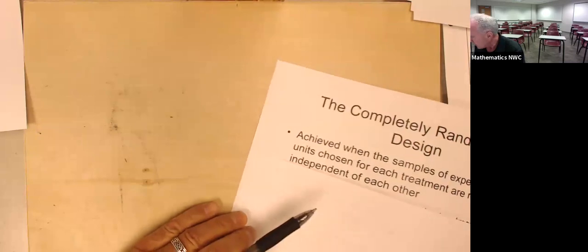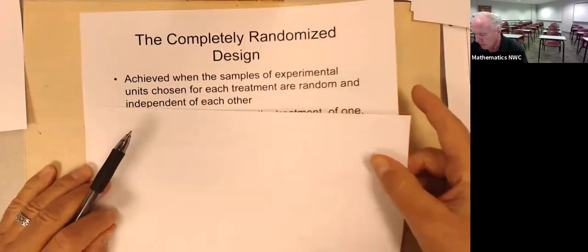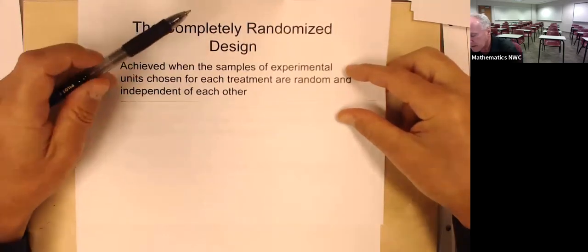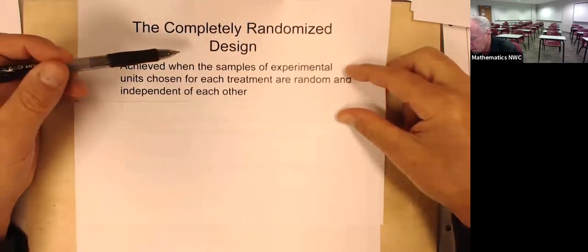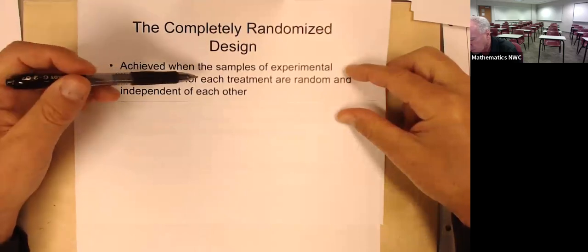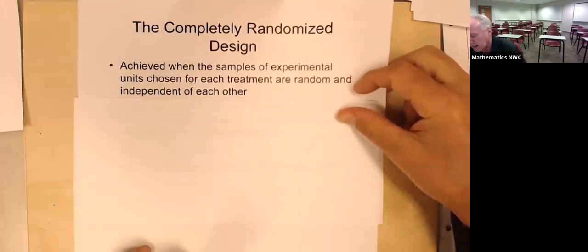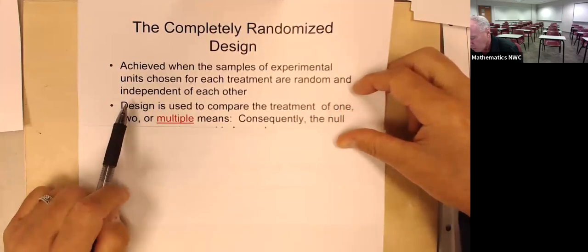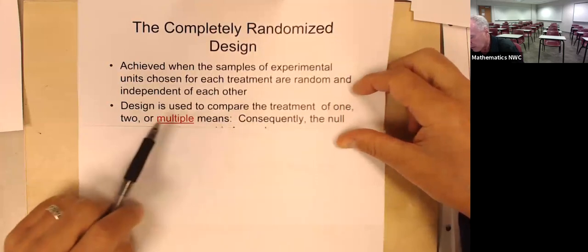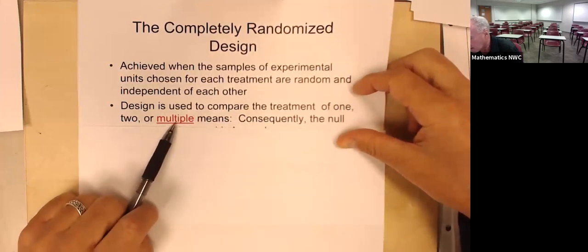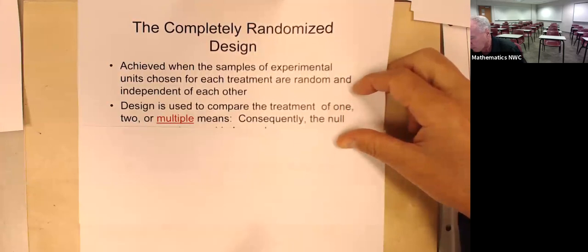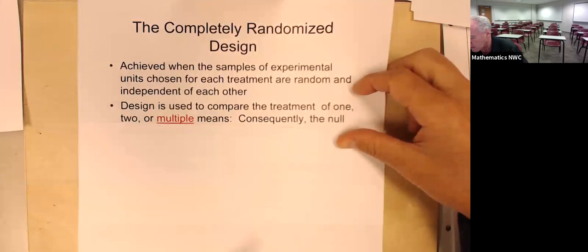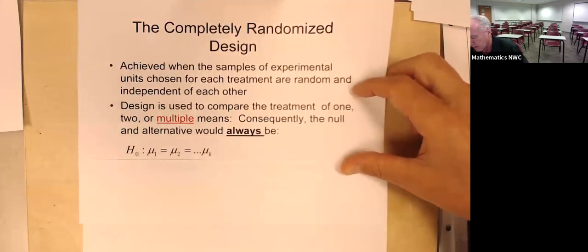I'm going to start now looking at a type of hypothesis test here for this completely randomized design. It's achieved when the samples of experimental units chosen for each treatment are random and independent of each other. The design is used to compare treatment of 1 or 2 or multiple means. We're really focusing on multiple means here. We've done designed experiments for 1 or 2 means in the past chapters.